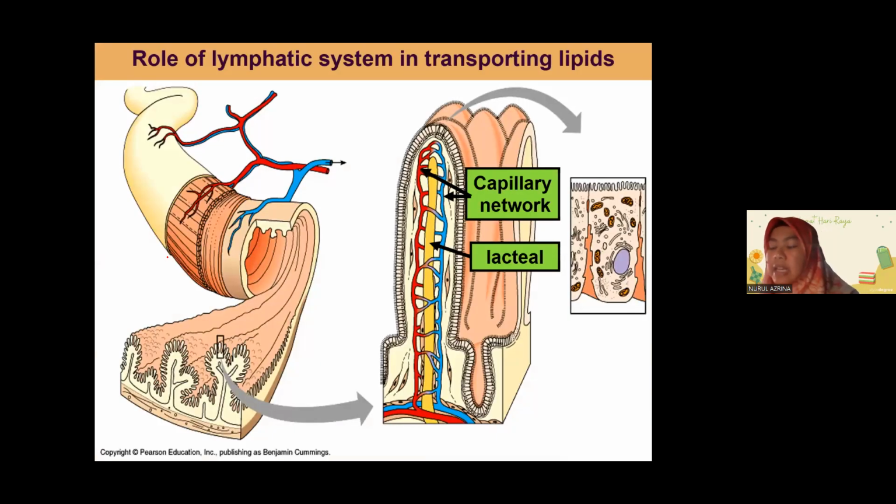You can see here, this is the network of capillary, right? And this is the lacteal. The lacteal helps in terms of absorption of lipid in the gastrointestinal tract. Here is the intestine, a cross section of the intestine. There are blood capillaries surrounding the intestine to absorb nutrients. And then there is a specialized lymph capillary that we call the lacteal, in the center of each villus. The blood capillary absorbs most of the nutrients, but fat soluble vitamins will be absorbed by the lacteal. So this is part of the lymphatic system function in absorption of nutrients, especially lipid.